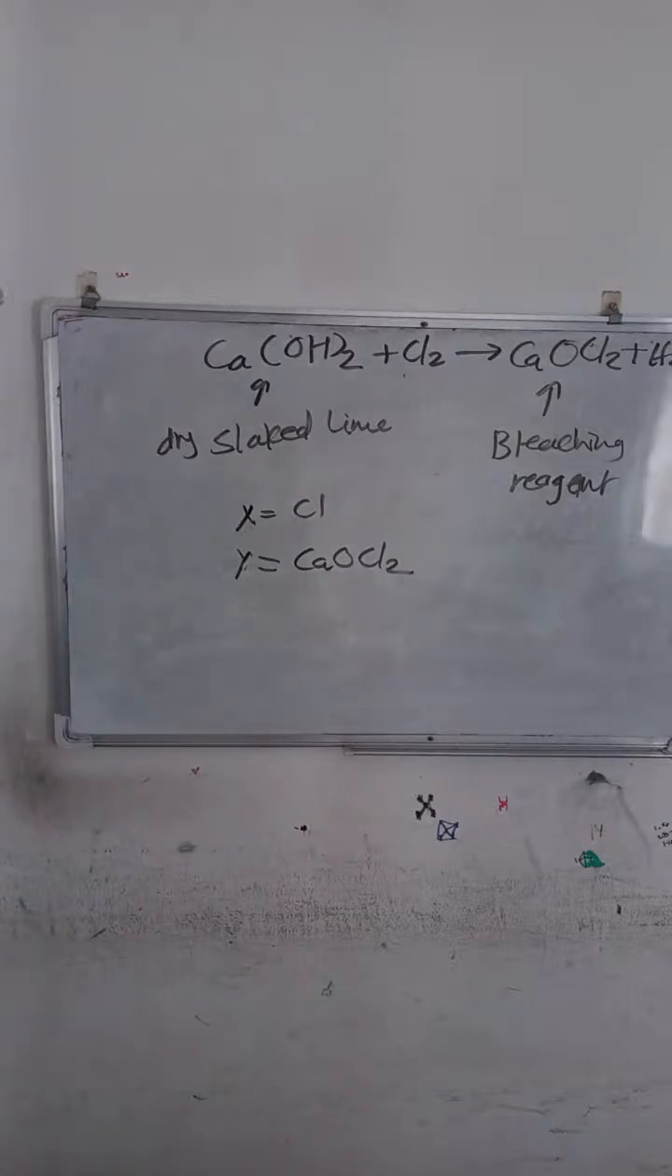Just read the question properly and check what products are given. Sometimes they are not giving the reactants, they will give just this kind of application, used in the paper industry or industrial processes. Manufactured with sodium hydroxide, gas X is formed as a product and it reacts with dry slaked lime. Dry slaked lime is Ca(OH)2, and then it forms the bleaching reagent. Here the bleaching reagent is what? Calcium oxychloride is the bleaching reagent, and it forms water.